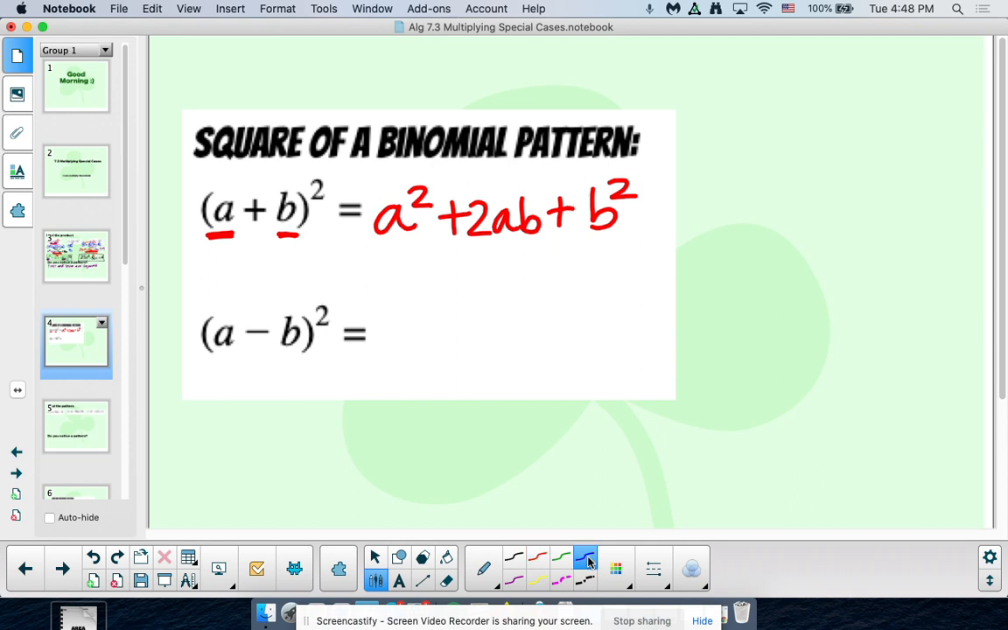Now when you minus, the only thing that's different, again, you square that first term, you square that second term, but when you multiply these guys together, it's negative. So negative 2ab.